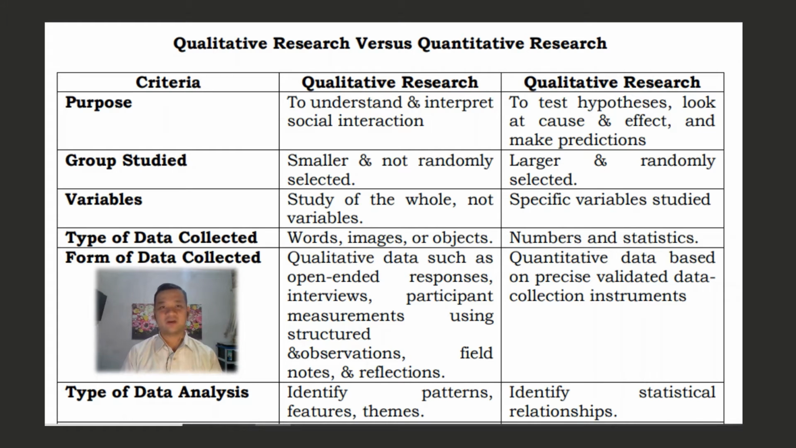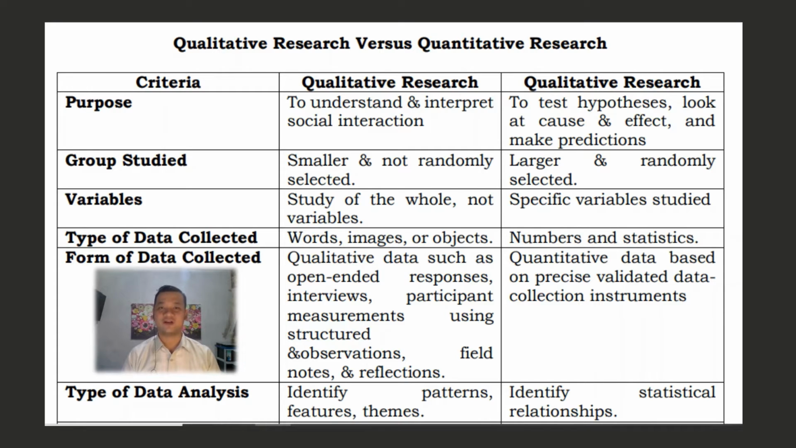To strengthen our understanding about quantitative research, let us differentiate it from qualitative research. Let's study this table. In the first column of this table, you will be seeing the criteria or the point of comparison. The second column is all about qualitative research or facts about qualitative research. And on the third column, you will be seeing there the facts about quantitative research. So let me correct that.